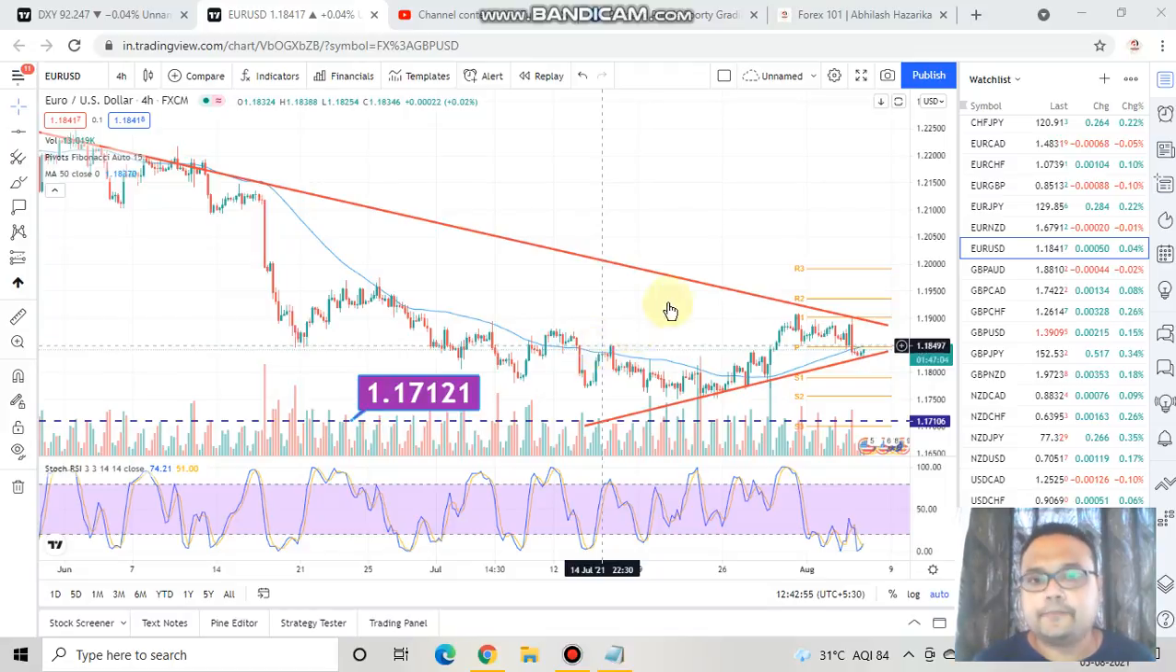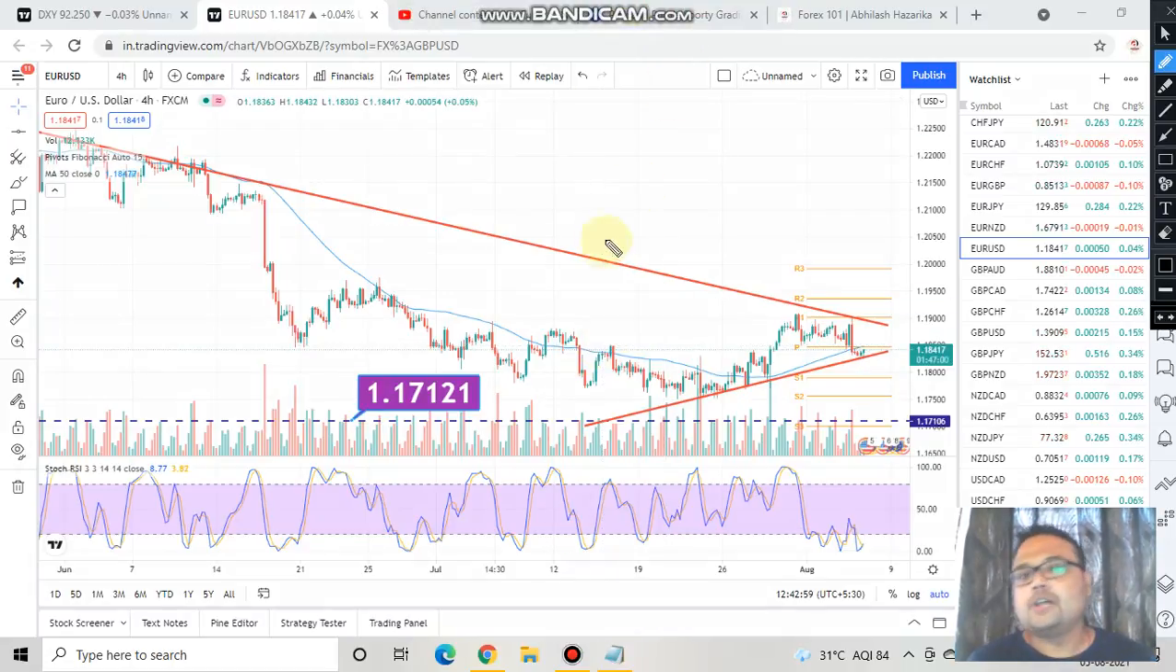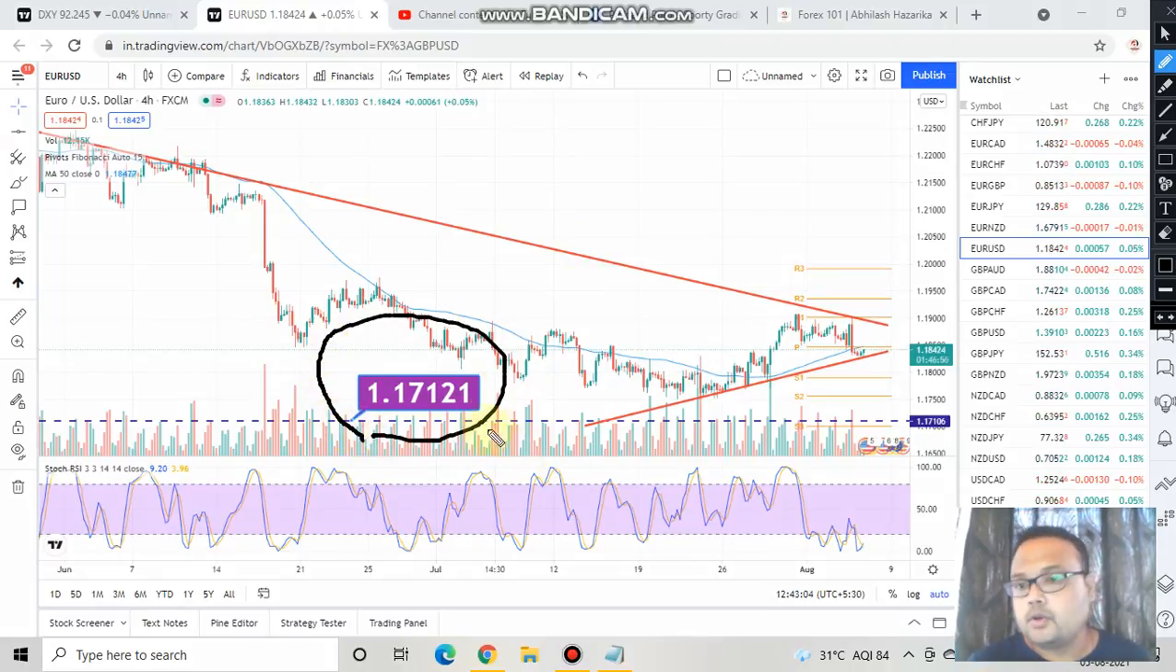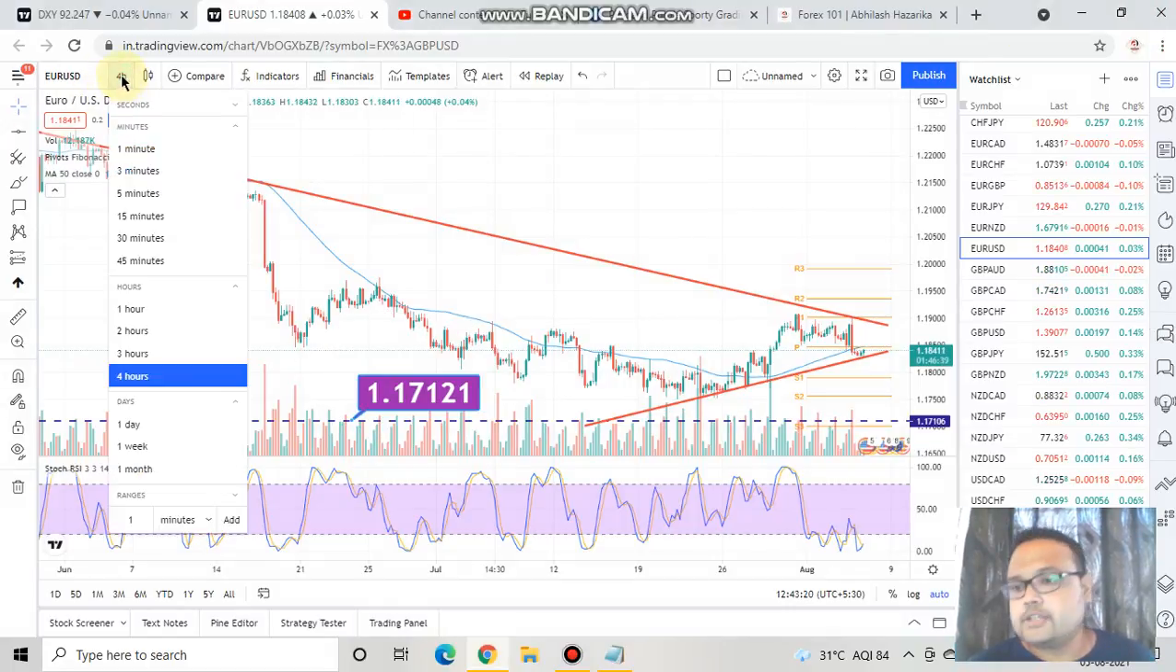The most important, crucial level on the chart of Euro USD is this 1.1712. I have been talking about this line for quite some time because this price level will be acting as a strong support for the Euro USD, because this support level belongs to the weekly chart.